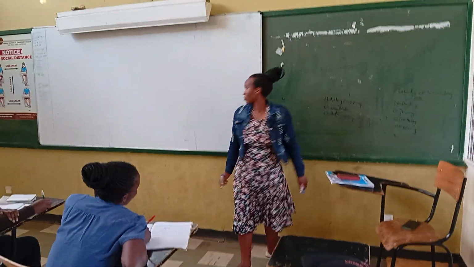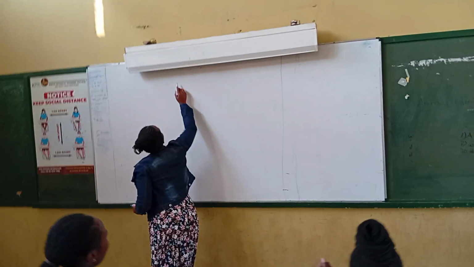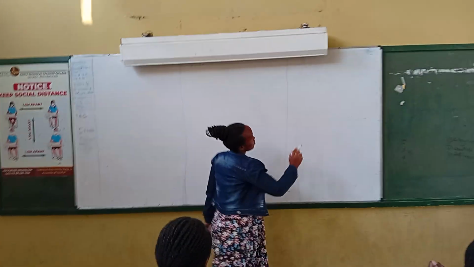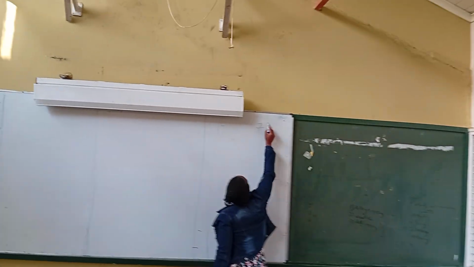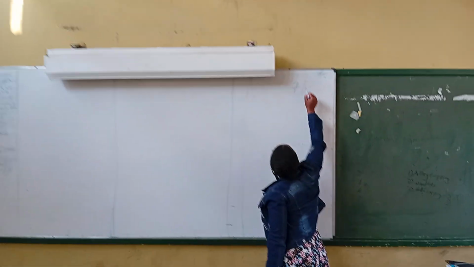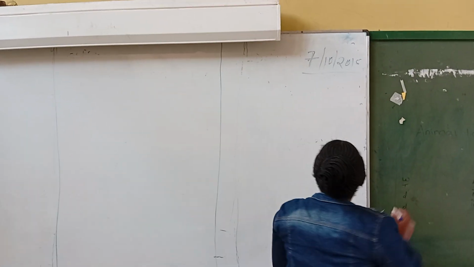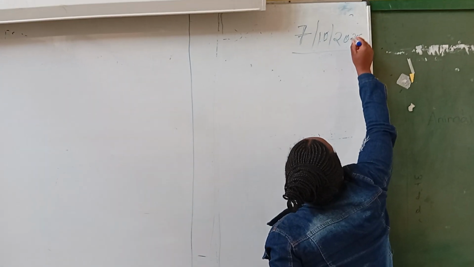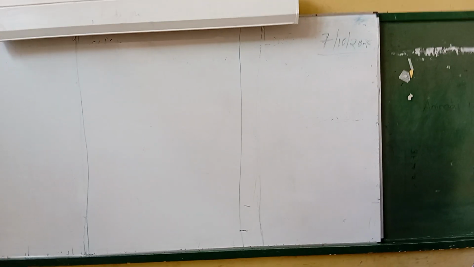Sorry, when is today? The date? Today is 7 October 2025, sorry.